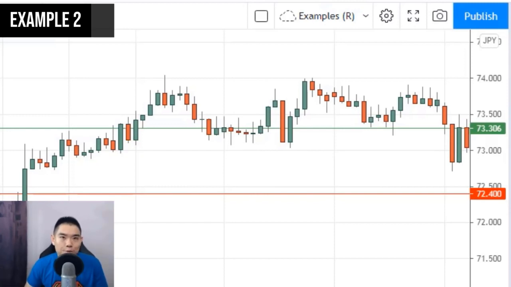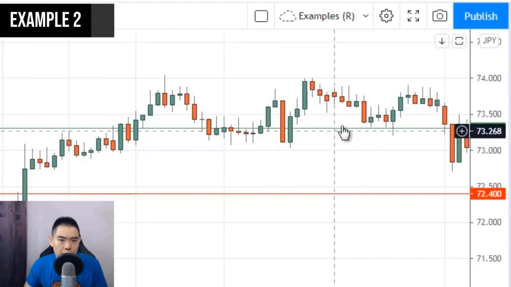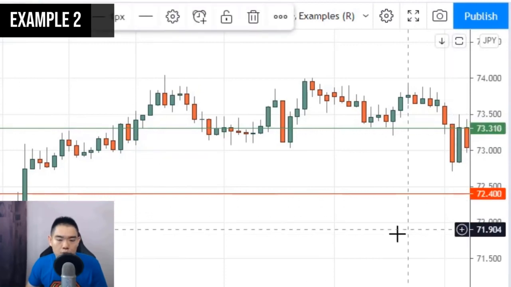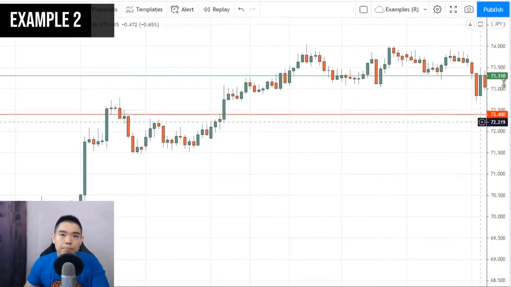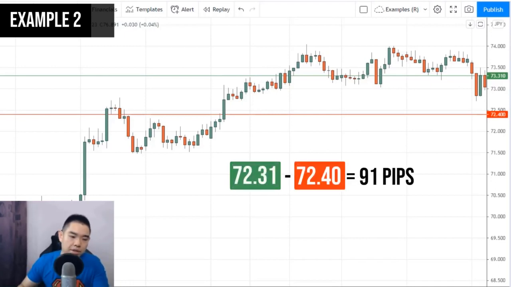Okay, so now what we need to do is to again revisit the concept that you've learned. What you'll do is, first and foremost, measure your entry price to your stop loss. Let's make this more precise. Let's say your entry price is at the opening price of this candle, which is about 73.31. So I'm going to change this to 73.31, and your stop loss is 72.4. So you take 73.31 minus 72.4. That gives me a 91 pip stop loss, 91 pips.